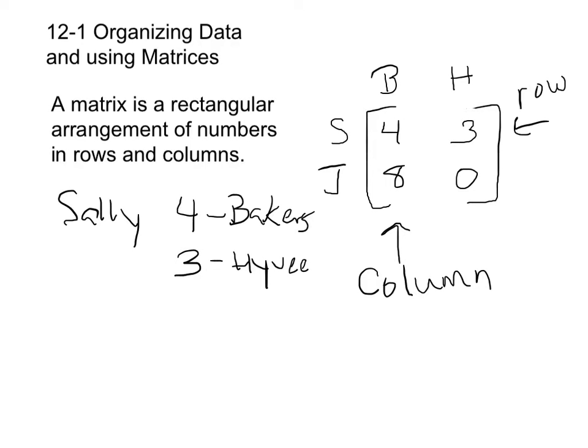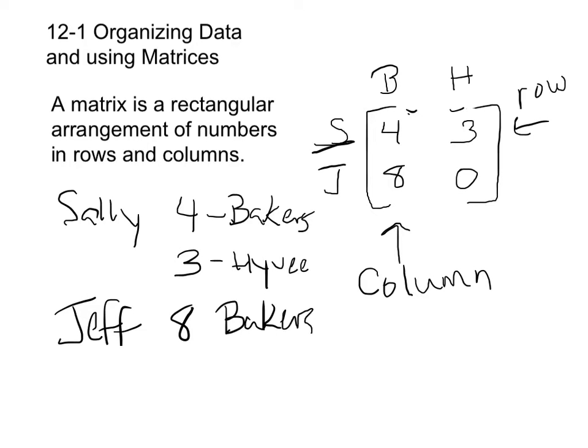So here's Sally. So she worked 4 hours at Baker's and 3 hours at Hy-Vee. And then Jeff might have worked 8 hours at Baker's and no hours at Hy-Vee. And we can represent this data in a matrix to the right. So Jeff, there's his 8 hours at Baker's and 0 hours at Hy-Vee. And what we can do with this information is we can add it.